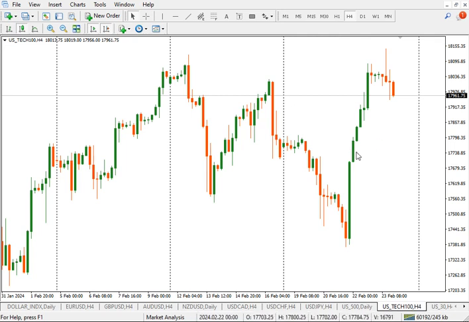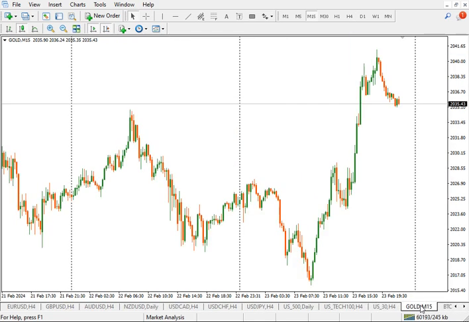This should be below 50%. So if it does that, it trades into discount, we could look for higher prices on this pair. Okay. The next one is our gold.